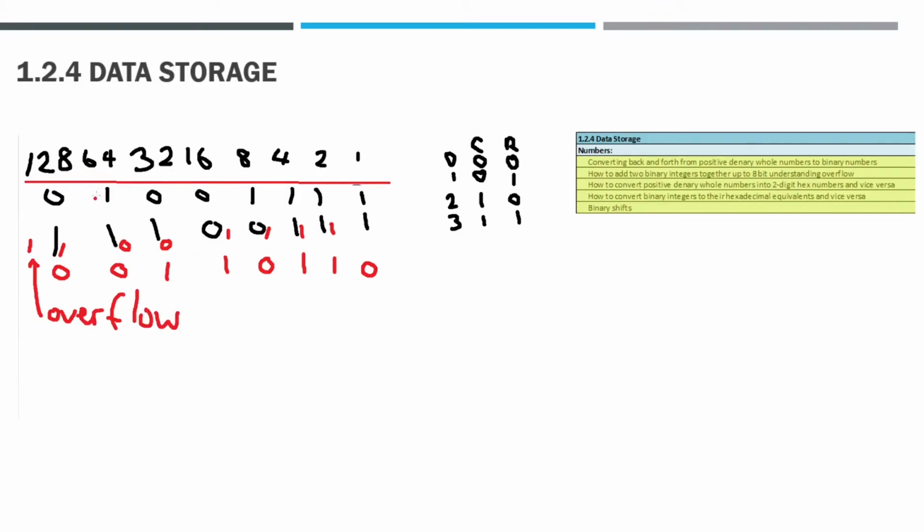Okay, so let's quickly do the math to check ourselves, because you can do that. 64 plus 8 is 72. 76, 78, 79. This is 79. 128 plus 64 is 192. Plus 32 is 224. 224, 228, 230, 231.